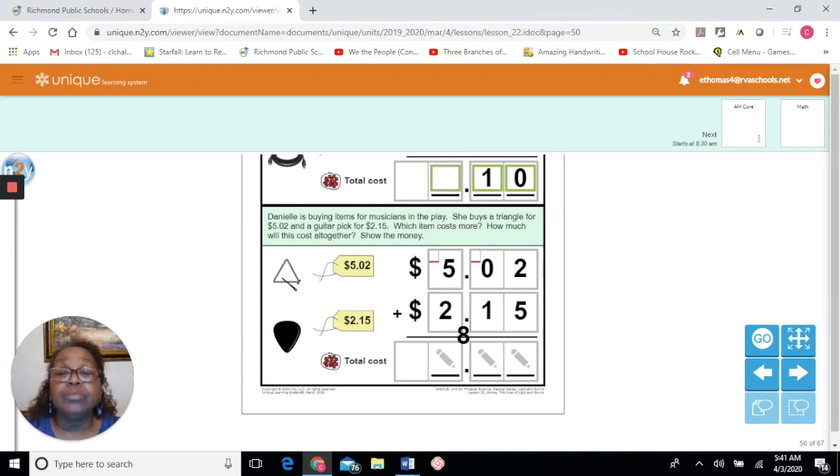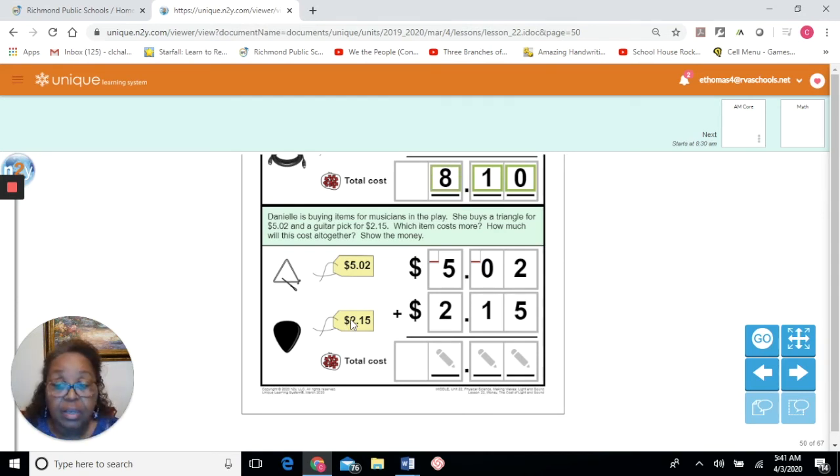Danielle is buying items for musicians in the play. She buys a triangle for $5.02 and a guitar pick for $2.15. Which item costs more? All right, we're going to start with the dollar value first. The dollar value is $5 and $2. Don't have to go any farther. $5 is more than $2. In this comparison, the triangle is more than the pick for the guitar. Excellent.